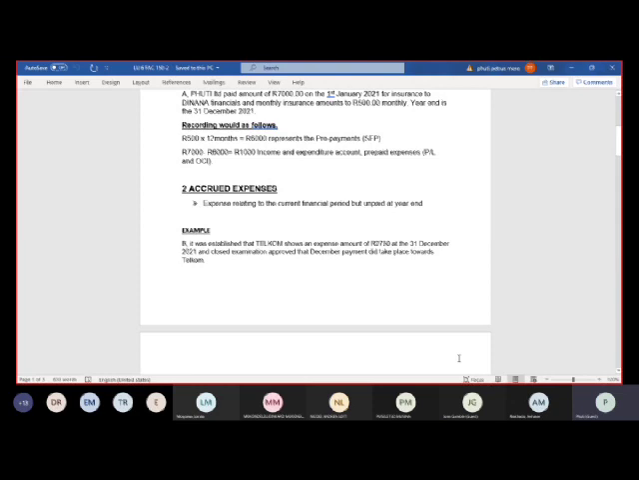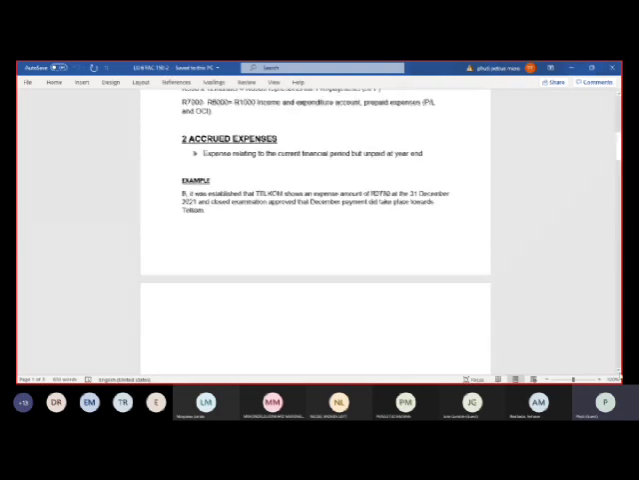We've seen the recording in terms of the prepayments, and now let's look at the issue of an accrued. An accrued is an expense relating to the current financial period, but unpaid at year end. It is the opposite of your advance payment, the prepayment. Basically, at the end of the financial period, we realize that we have an unpaid amount that is actually due when we close up the books. It's very common. It happens most of the time. So I put an example here.